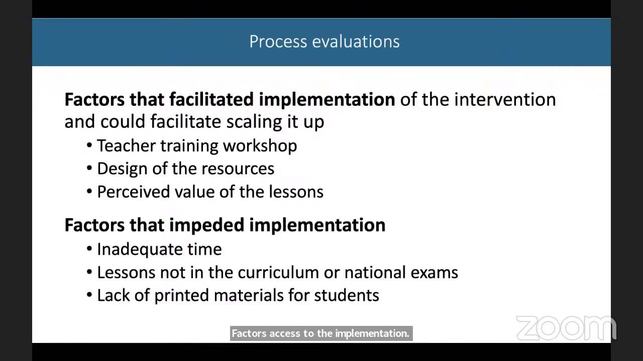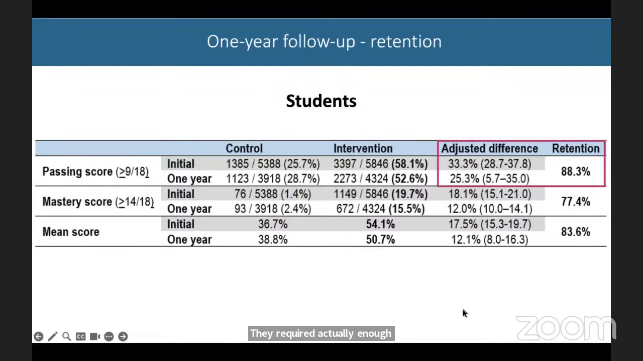However, it was evident that the schools had inadequate time to dedicate to teaching these resources. And the fact that the lessons that were developed were not in the curriculum or not tested in national exams was also one of the limiting factors to wider use. Another factor was also lack of printed materials. Of course, as you had also learned from the context analysis, schools had low ICT implementation, few laptops, and it was clear that for the resources to be effectively used, they required enough printing materials as well.